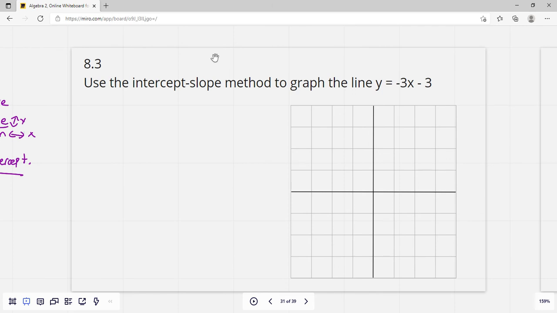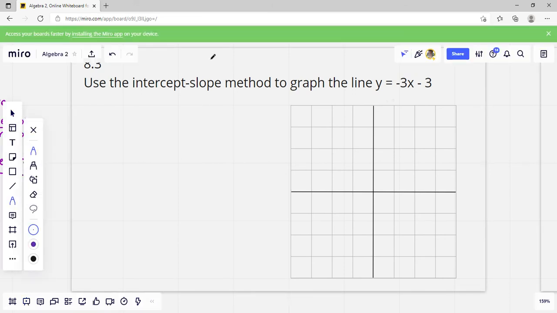Use the intercept-slope method to graph the line y equals negative 3x minus 3. That one's already set up for us. We don't have to change it around. All right, so we know that it's y equals mx plus b. M is our slope. So we just need to find our m right here, which is negative 3.